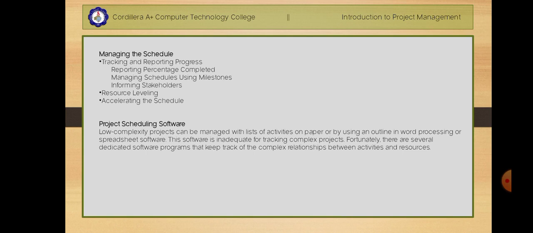Under tracking and reporting progress, you have reporting percentage completed and managing schedules using milestones. For reporting percentage completed, a project that has completed 25% of the scheduled activities does not mean that the project is 25% complete. In our Jan's Move example, 4 rooms were to be packed. After the bedroom was packed, packing was not 25% complete.